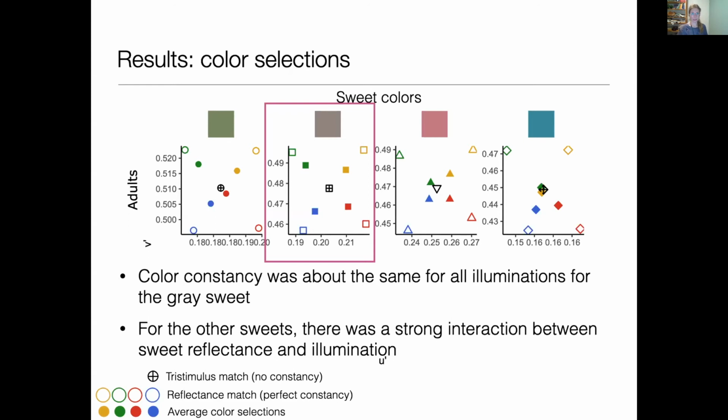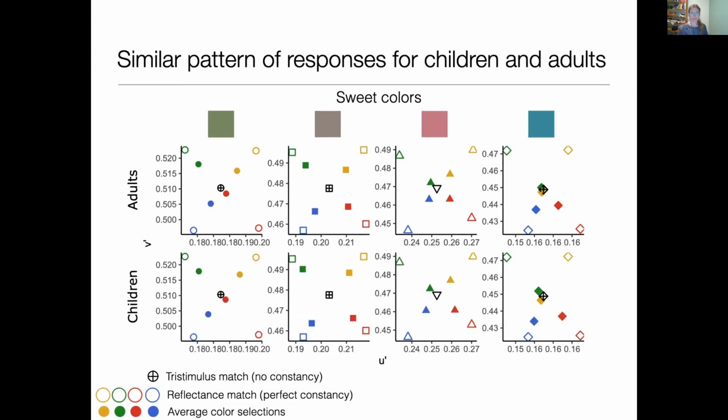Okay, let's look at the children's data next. I know that there are lots of subplots here, but maybe you can appreciate how similar the data for the adults and children are. If you look at the data for a particular suite color, you can see that the pattern of the data is almost identical. So there is some systematic variation in constancy as a function of surface reflectance and illumination that's very similar for children and adults.